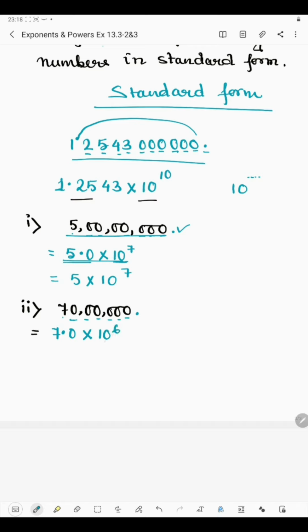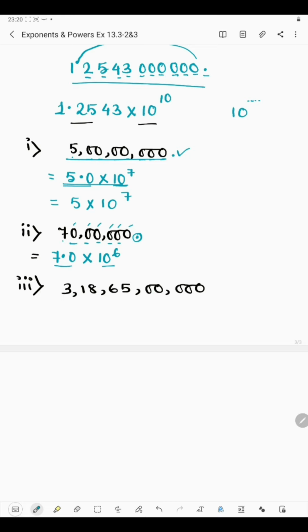So when you multiply 10 to the power 6 with 7.0, the decimal will be shifted after 6 places. That's why the decimal is here. 1 2 3 4 5 6. So to make this number equivalent, we have to multiply by the power of 10. So by standard form, we are making the number smaller. Now coming to the next part.